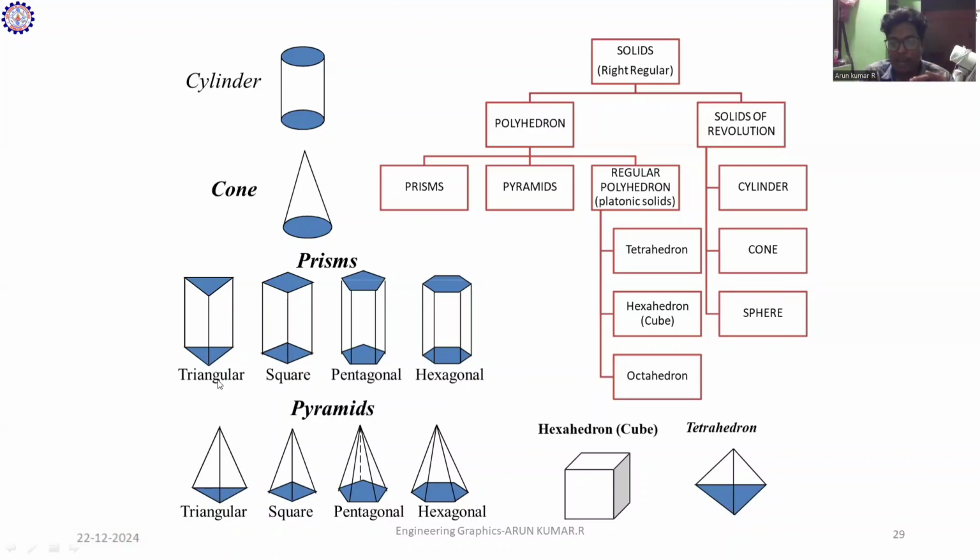In the cone, the circle will be in the lower portion, but in the upper portion all the corners will join. But the circle has no corners. So while solving the problem, we have to generate the corners or generate the lines. After that, we proceed to the numerical problems.